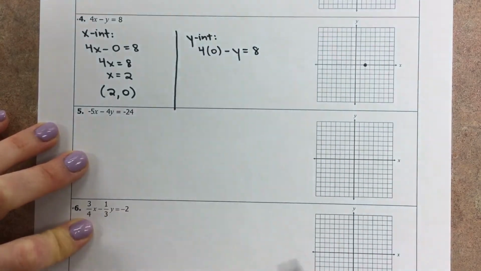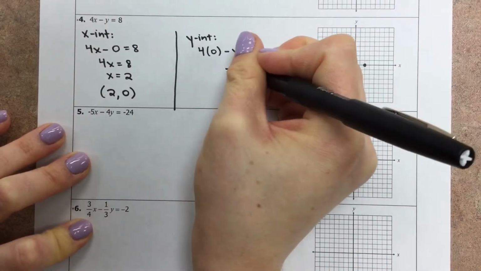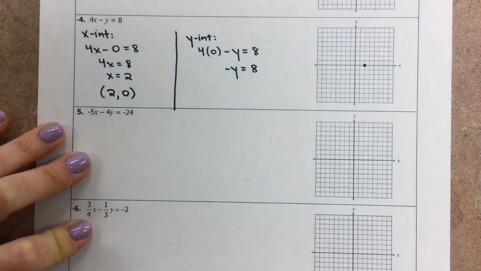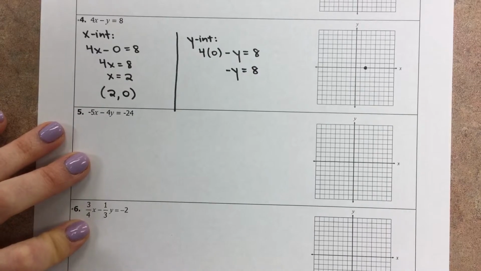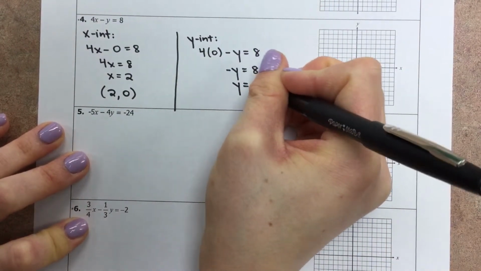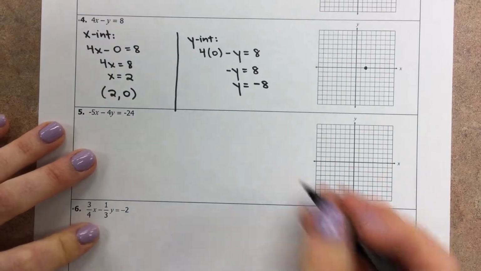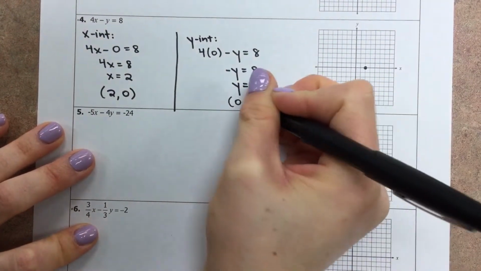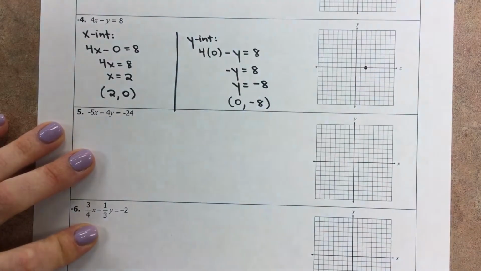So this is just a 0. That means I have minus y is equal to 8. And then to get y by itself, I would divide both sides by that -1. So this is just a y, and then divide this by a -1, negative 8. So I knew my x coordinate was 0, and I just figured out my y coordinate was a -8.